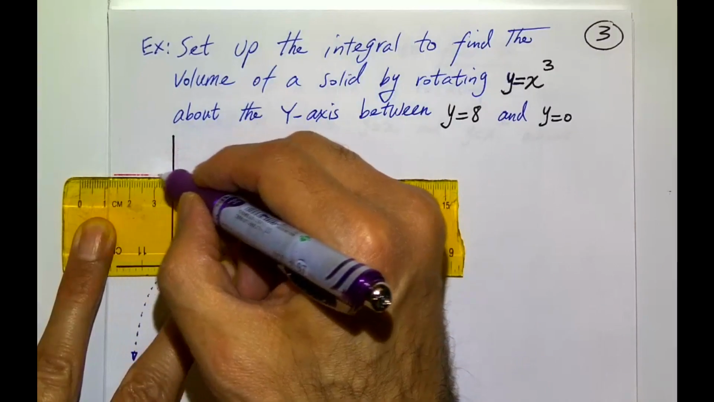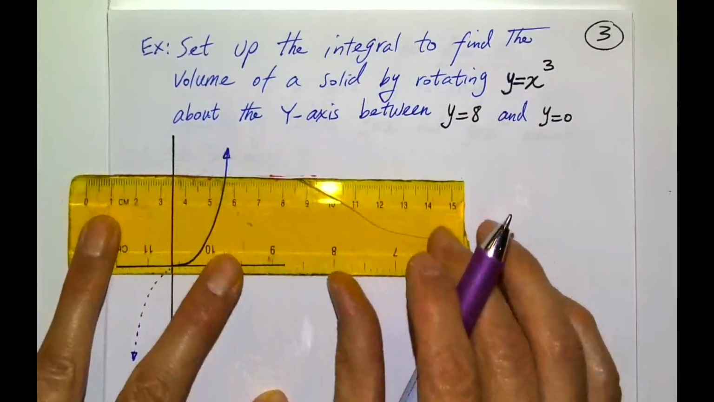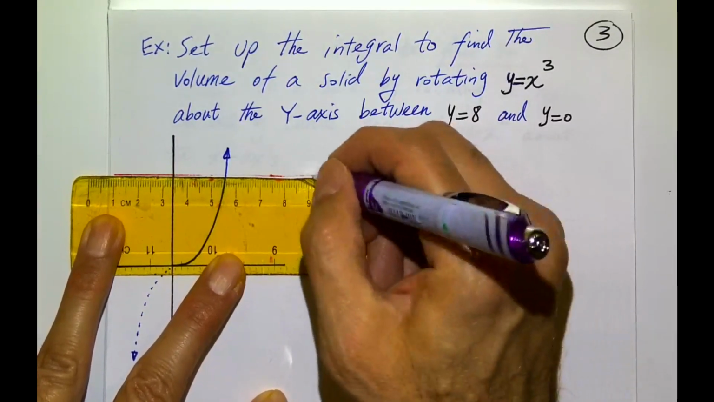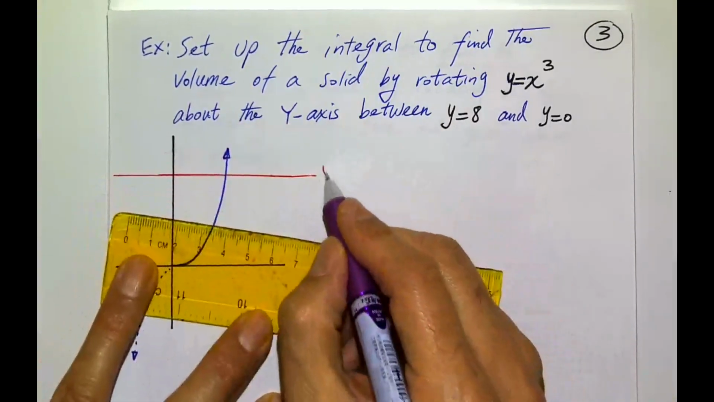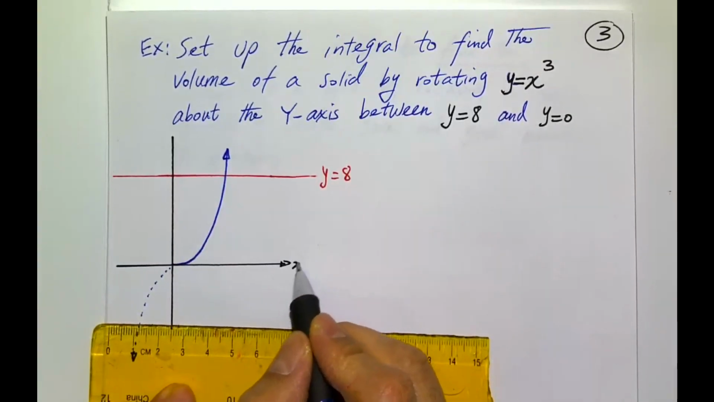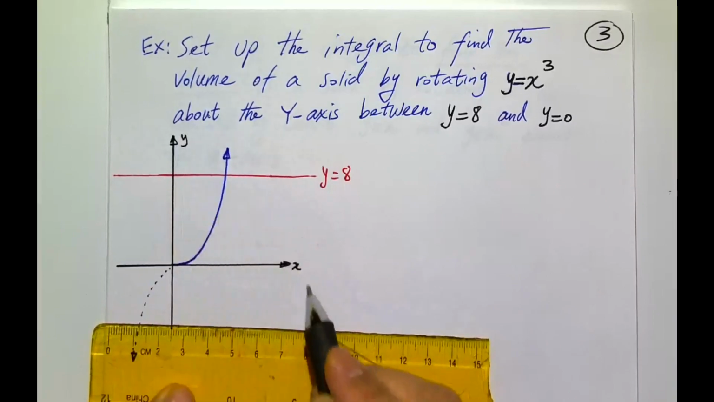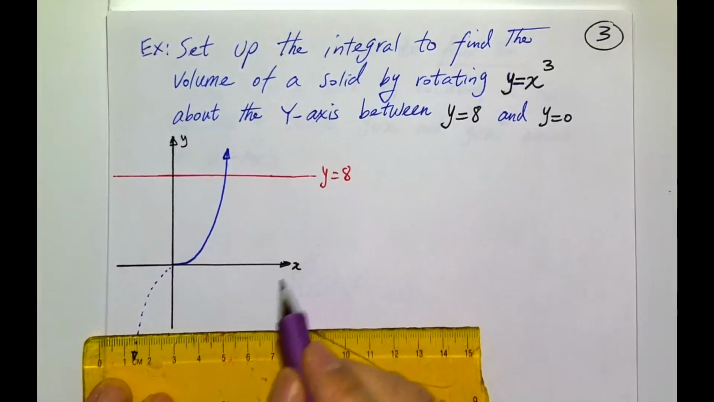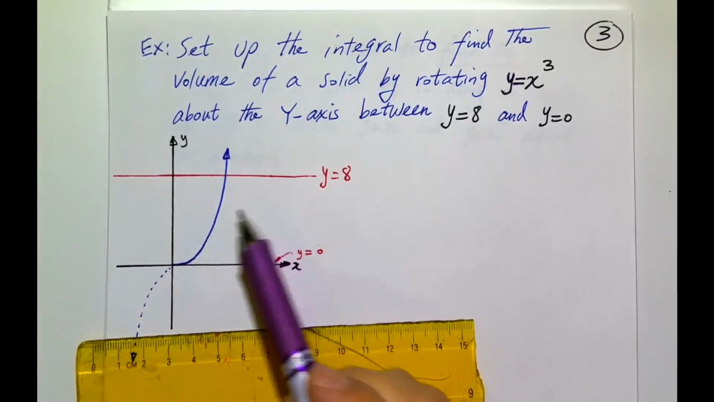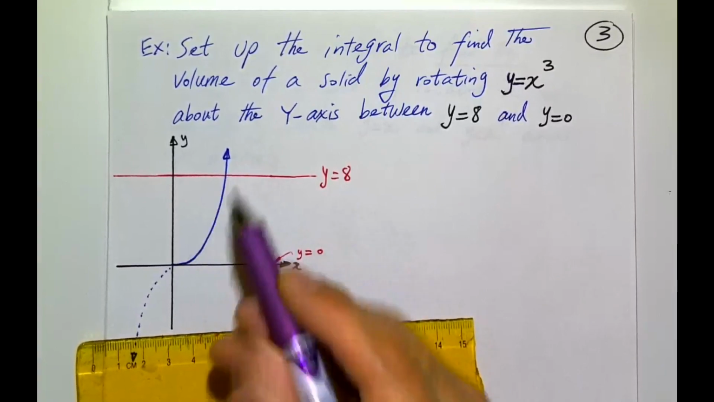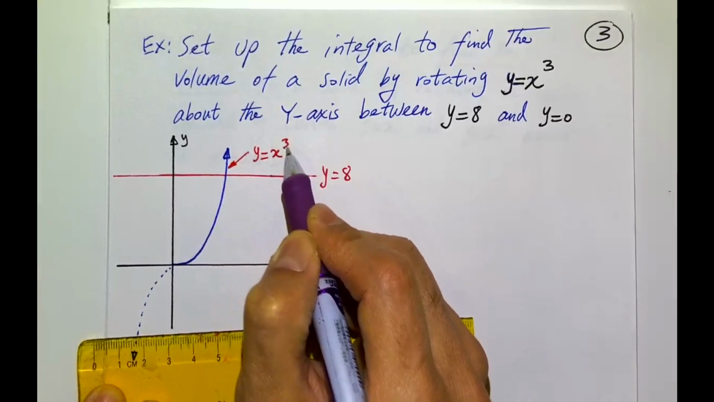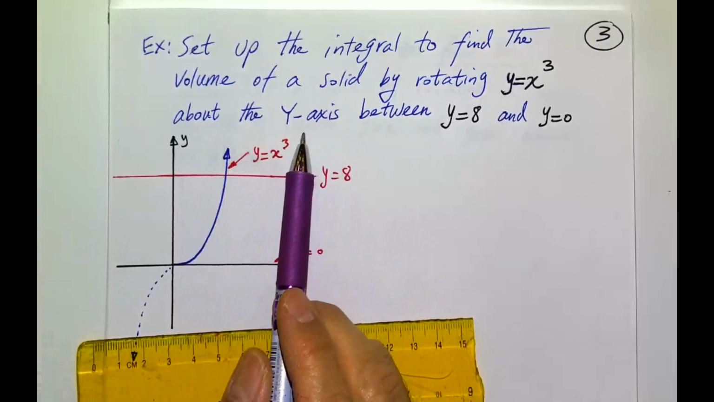Now y equals 8, if I draw just a basic line, lightly at least, maybe I should use my pencil for that. I didn't this time, but that's y equals 8, and here the x-axis is our y equals 0, this one. So we want this function, and I should label it. This is y equals x cubed, about the y-axis this time.